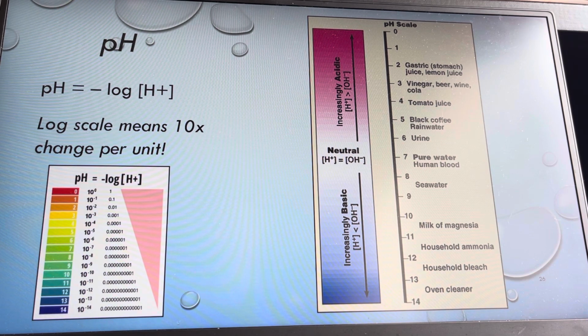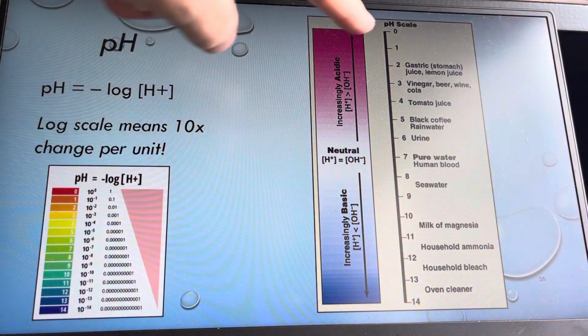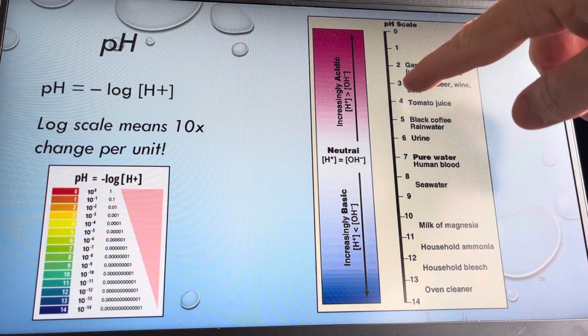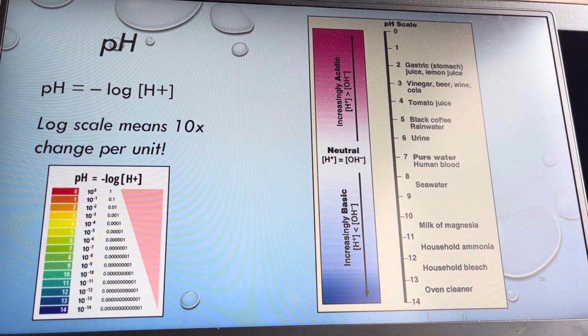So what does it mean to be on a logarithmic scale, or a log scale? That means that every time you change one unit, you go from a pH of 1 to 2, or 9 to 8, or 12 to 13, or 4 to 5, okay? You are changing 10 times, not just one time. So, if you look at tomato juice and black coffee, okay? Tomato juice is not just 1 time more acidic. It's 10 times.